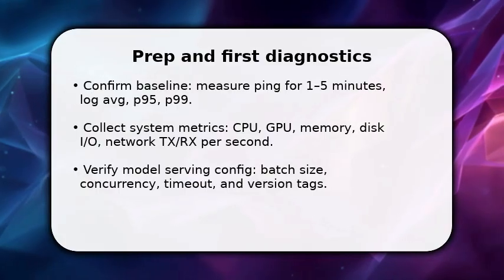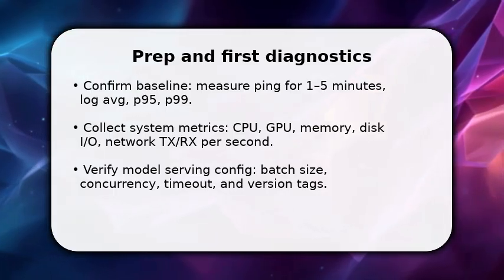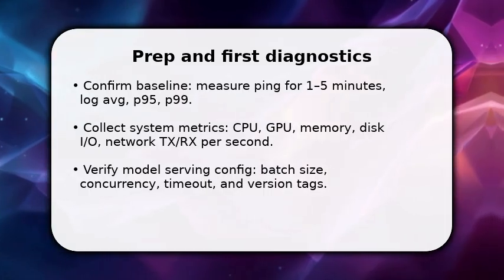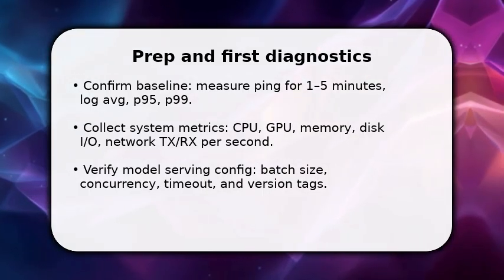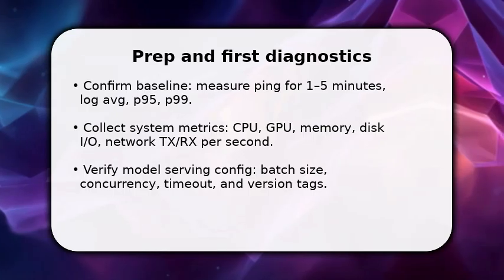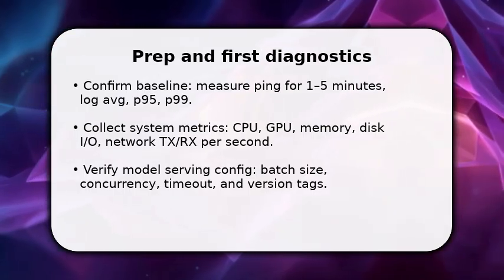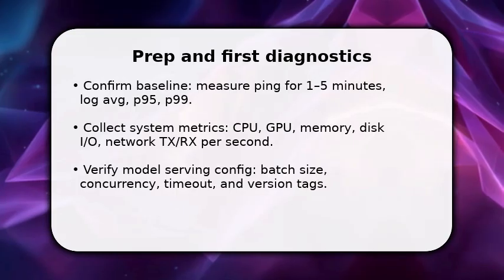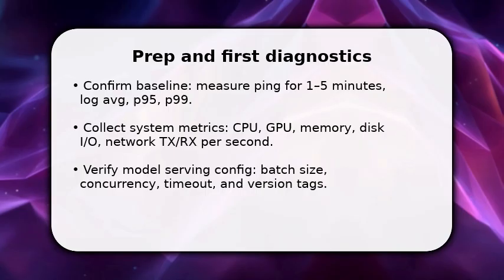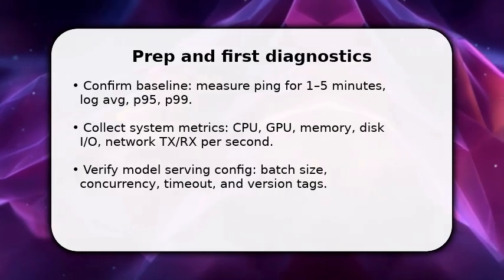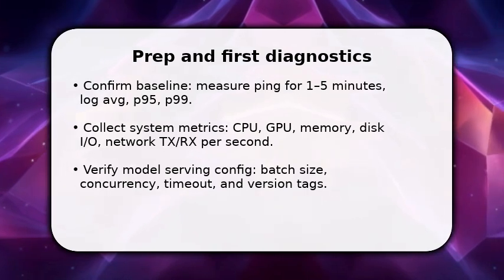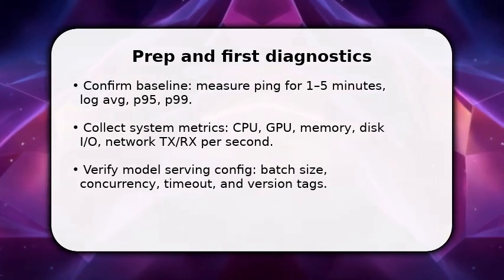You start by capturing a clear baseline so you know what to fix. Run a 15-minute ping trace and record average, P95 and P99 latencies. This quantifies the spike. At the same time, collect CPU, GPU, memory, disk I/O, and network TX/RX metrics to correlate resource pressure with latency. Then inspect the model serving config, batch size, concurrency, and timeouts because misconfigured batching often causes sudden spikes. Once done, mark timestamps so you can map metrics to each spike event.